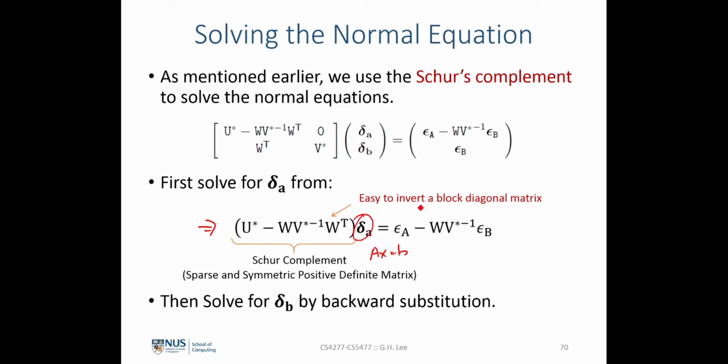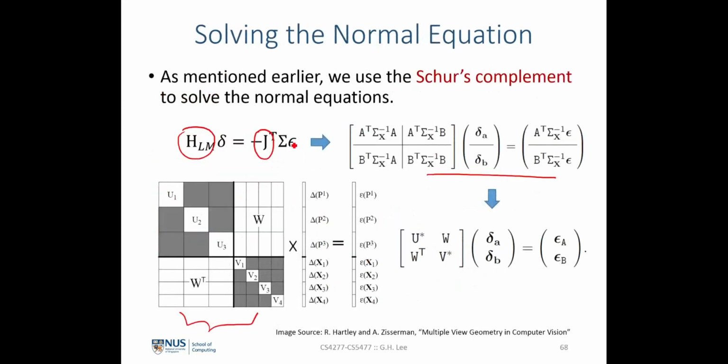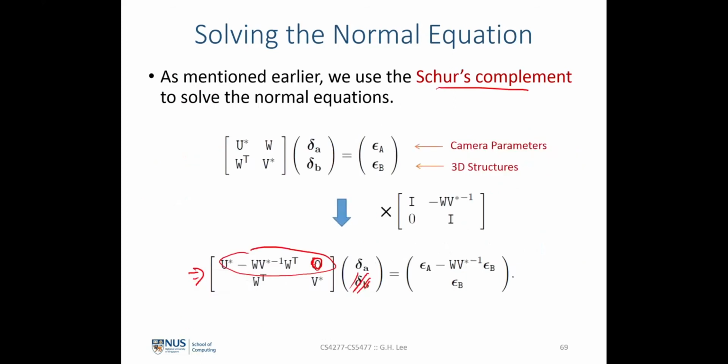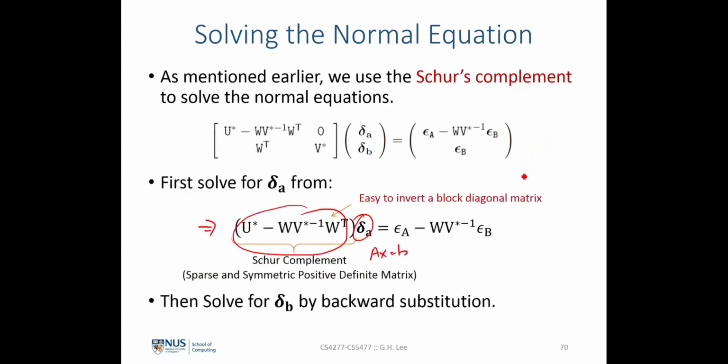And it's easy to invert this part, because when we compute this from this block, it will become a block diagonal matrix, and it's both sparse and symmetric positive definite. This means that the inverse of this exists, and once we have computed delta A, we can back substitute it into this equation multiplied by this. Now delta A is a known vector, which we can use to solve for delta B.